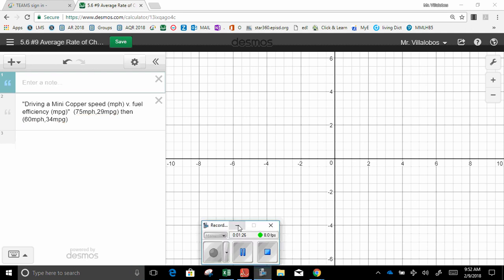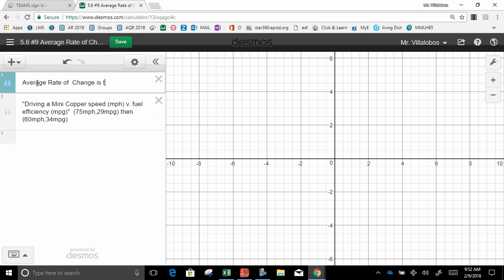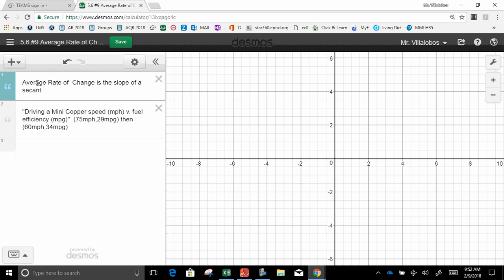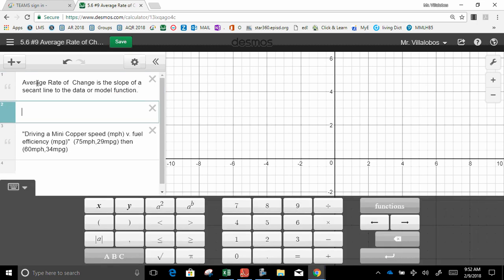So I decided to write the definition of average rate of change up here. Average rate of change is the slope of a secant line to the data or model function. So function. Okay.